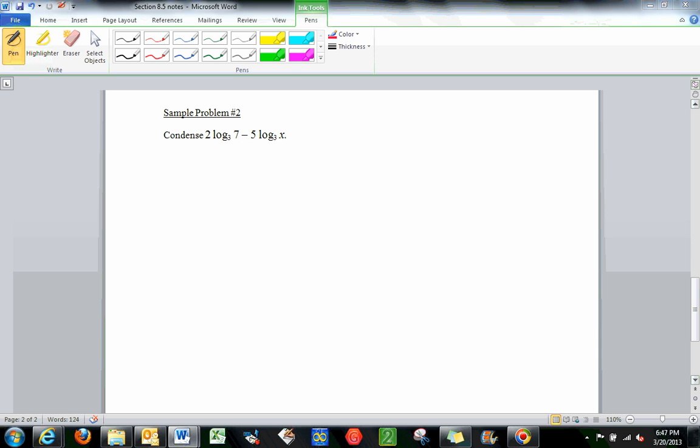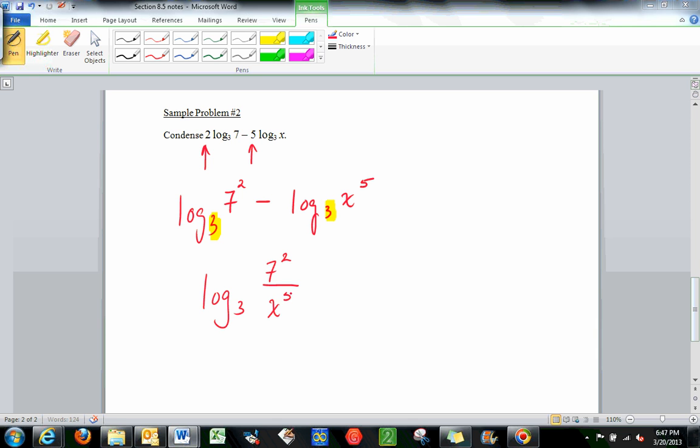Okay, if I'm looking at sample problem number 2, the first thing I'm looking at is this multiple. I want to get this multiple back up as a power, so I'm going to make this log base 3 of 7 squared, and then we've got another multiple on that side, so I'm going to make that log base 3 of x to the 5th. So I've taken care of both my multiples. Since I have the same log base, I can combine these together from subtraction to division. So I've got one log now, and I have 7 squared over x to the 5th.